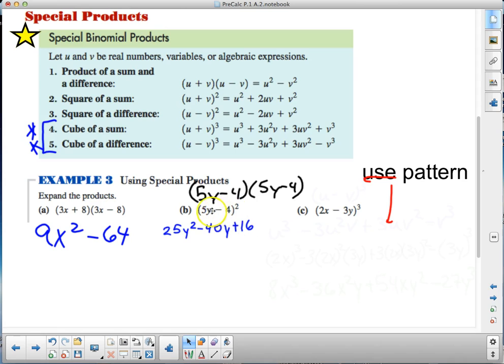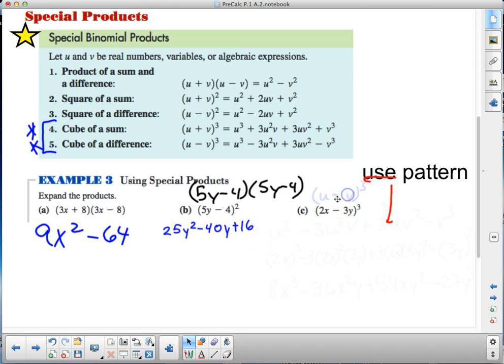I know it's going to be 5y minus 4. 5y times 5y, the first is going to come out because that's the square of the difference, and it's going to be 25y squared. And then I'm going to get negative 20 and negative 20. That's where the negative 40 comes from, 2 times u and v multiplied together. And then I'm just going to have v multiplied by itself, which is 16.